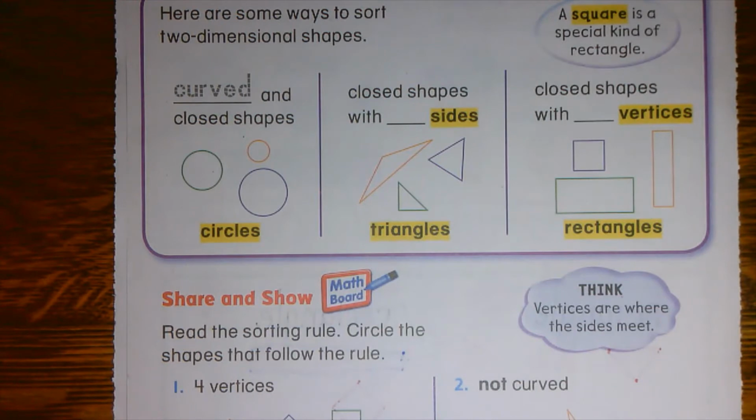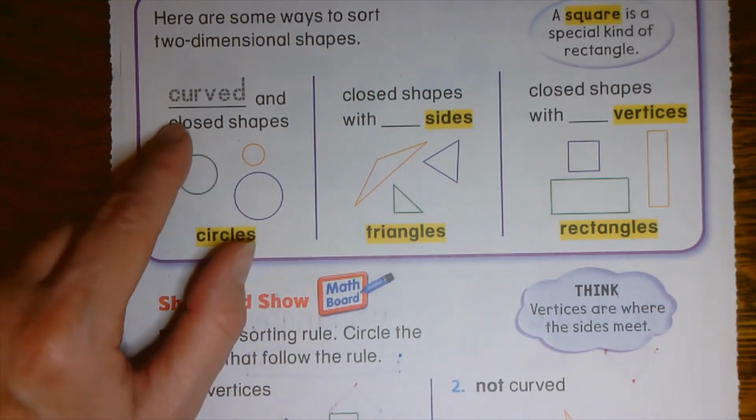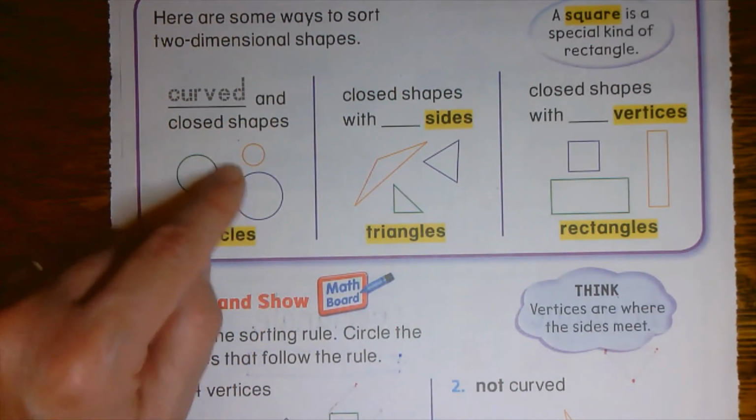All right, turn the page, purple box. Some ways to sort two-dimensional shapes, curved and closed. Do you see those?